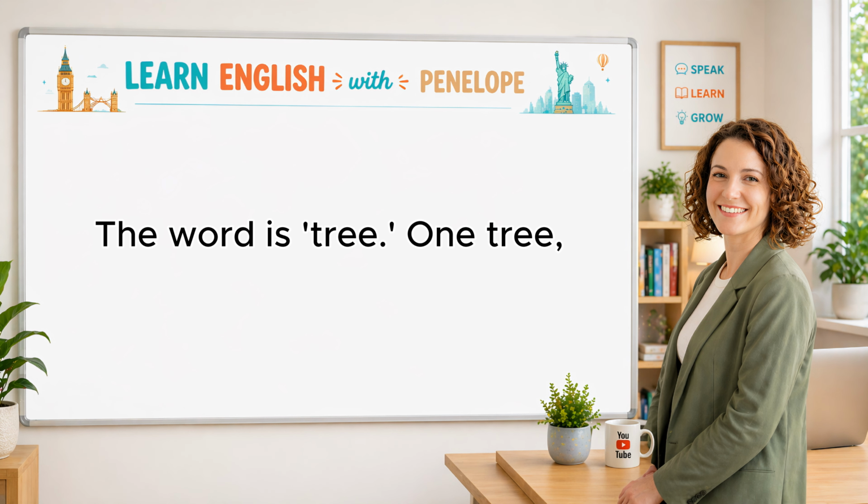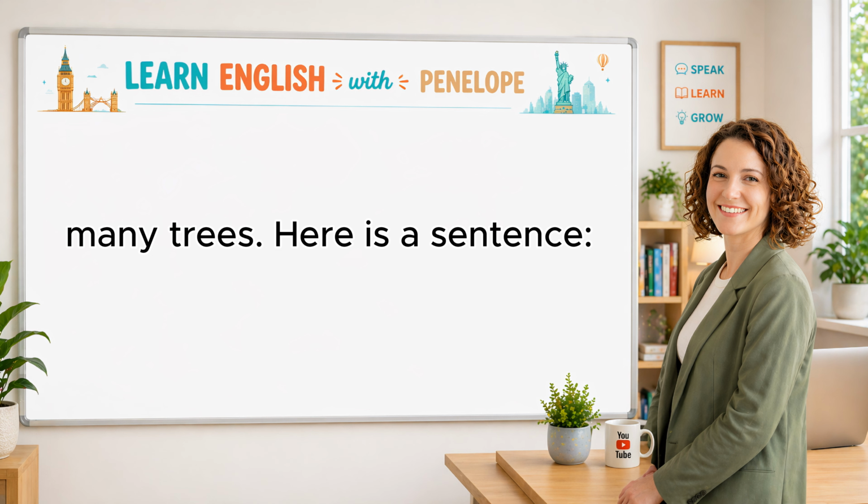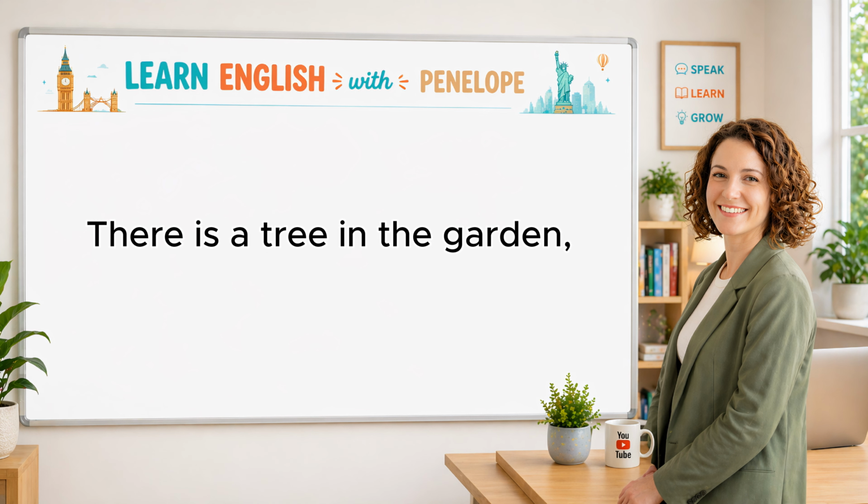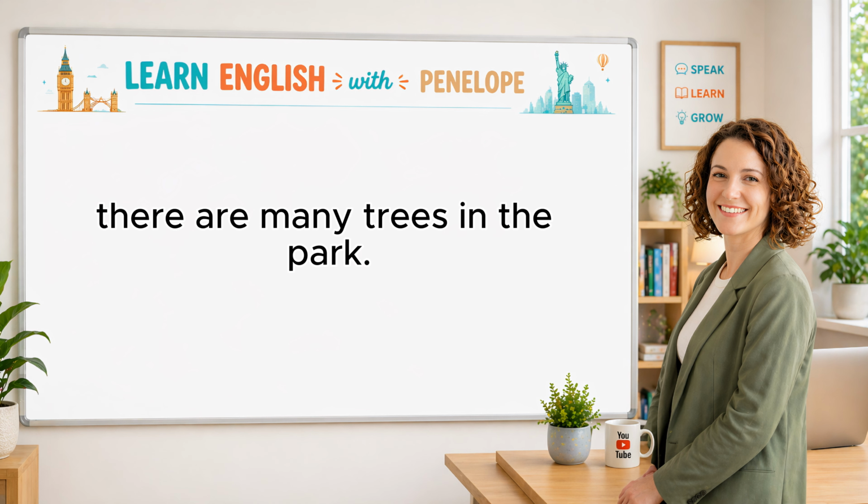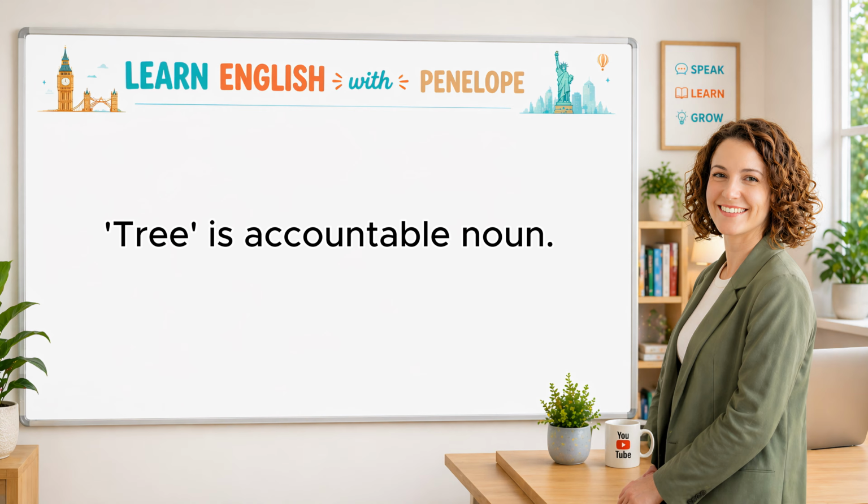Number 8. The word is tree. 1 tree, many trees. Here is a sentence. There is a tree in the garden. There are many trees in the park. Tree is a countable noun.